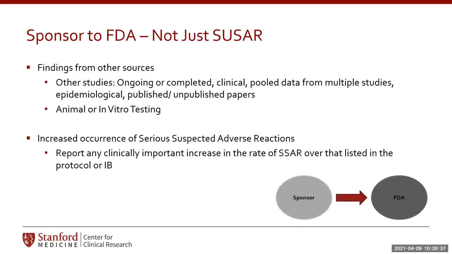And then speaking of reporting to FDA, SUSARs are not the only thing that is required to be immediately reported to the FDA by the sponsor. Other information that would suggest that the drug has increased risk that you didn't know about before should also be promptly reported to the FDA. Findings from other sources, such as other studies, ongoing or completed, pooled data, animal or in vitro testing, even increased occurrence of serious suspected adverse reactions, where the rate is more than you have observed until now, should be immediately reported as well by the sponsor to the FDA.